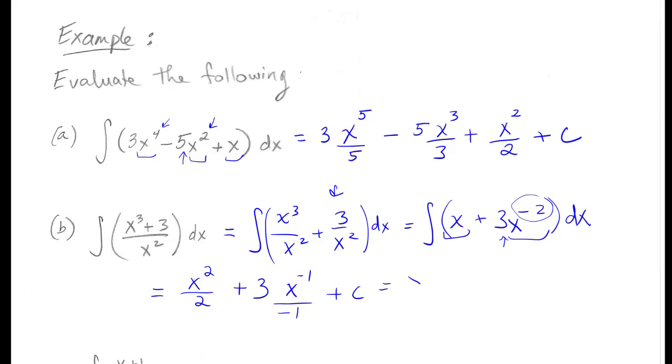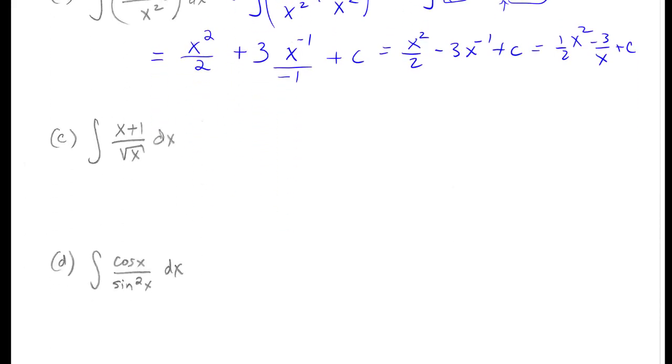So I could write this as x squared over 2 minus 3x to the minus 1 plus c, or somebody might want to see it as something like a half x squared minus 3 over x plus c. It is just another way of writing it. Not necessarily better right now, but just another way.